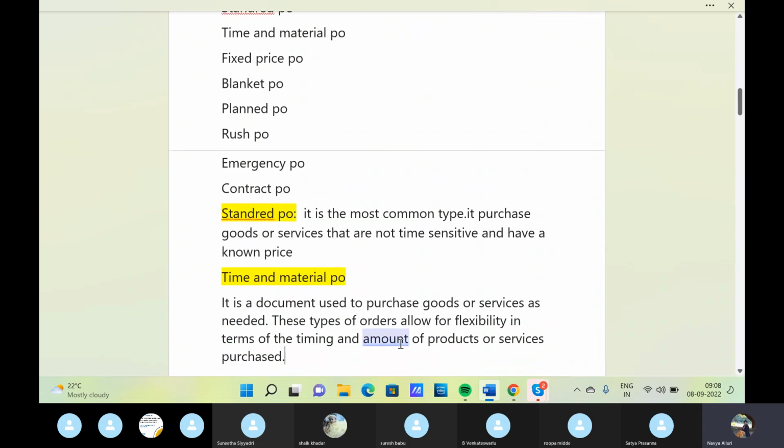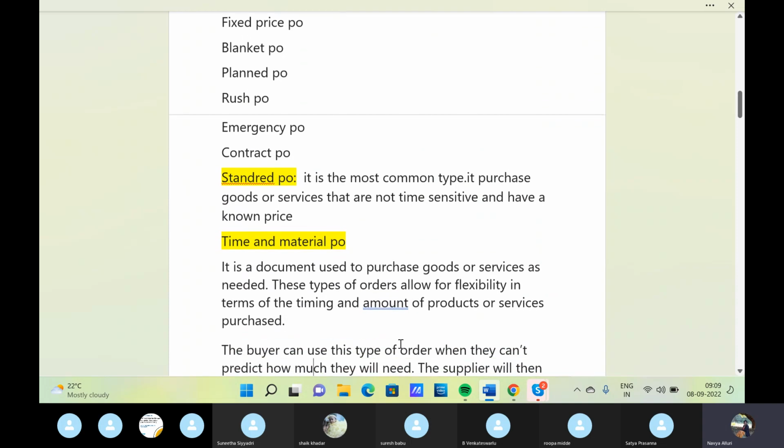Standard PO means it is the most commonly used. Every company uses normal, regular POs. The price and quantity are included in this PO. Normal information will be given in the standard PO.